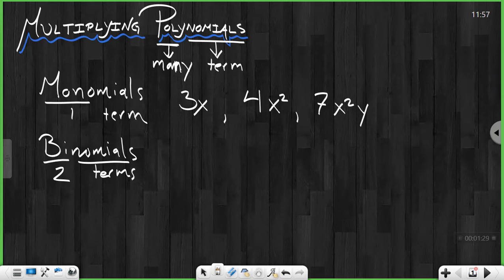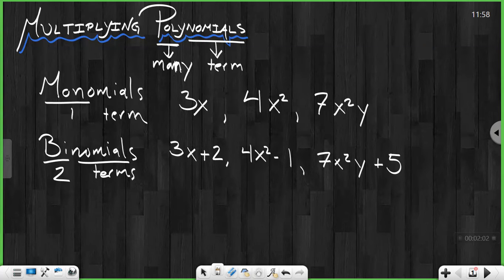Binomials means two nomials, two terms, bi being the prefix for two. You can see that in bicycle, it has two wheels. Bicentennial is every 200 years. You have bi-weekly. When you get older, you can get paid bi-weekly, every other week. So binomials are two terms. That would be something like 3x plus 2. Notice it's two terms because they're separated by addition. 4x squared minus 1. 7x squared y plus 5x squared. Those would all be examples of binomials.